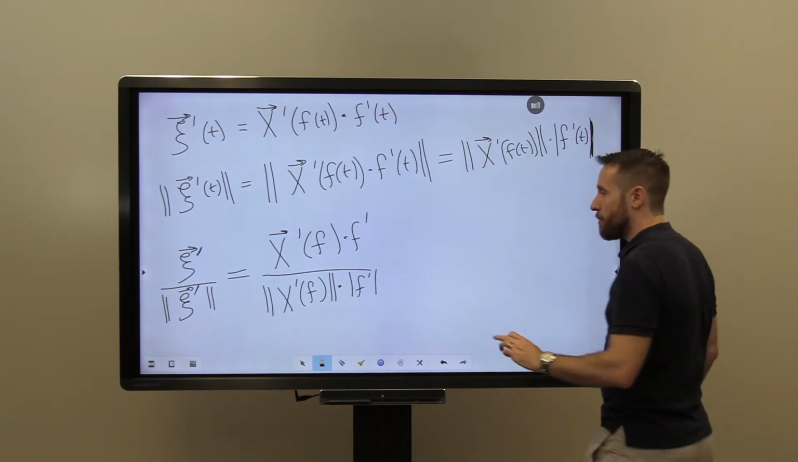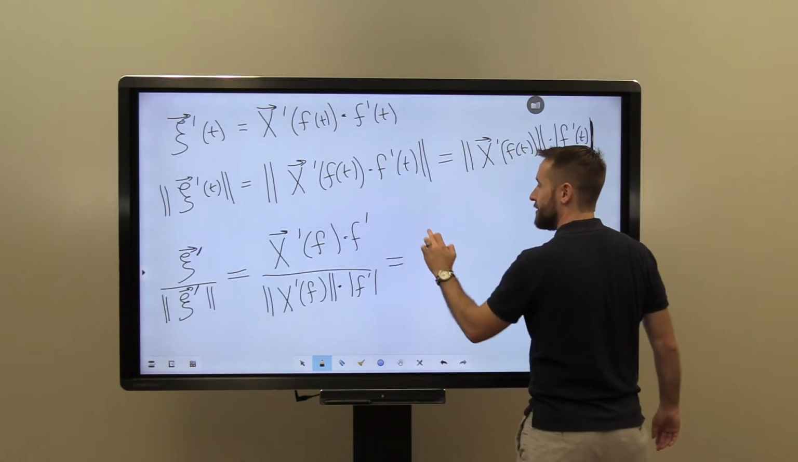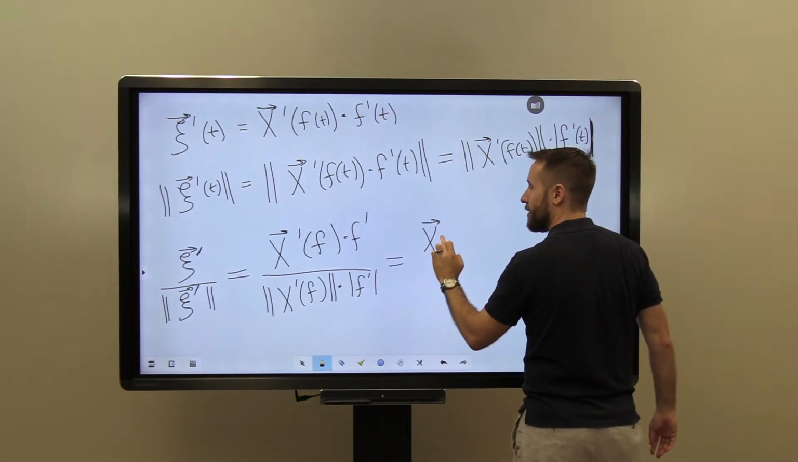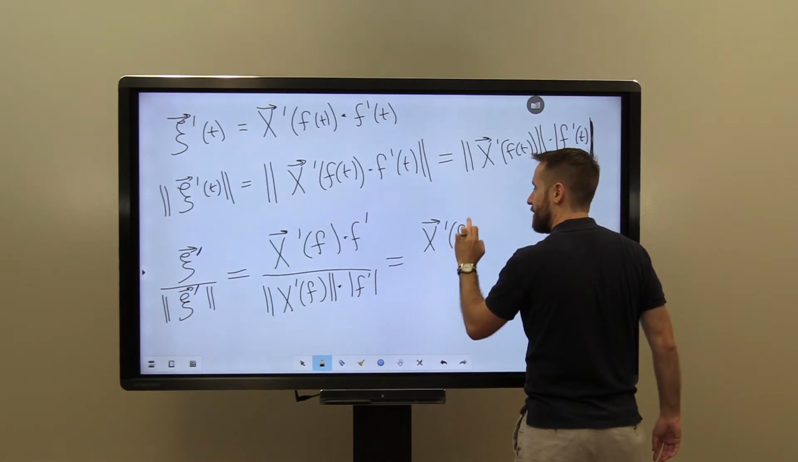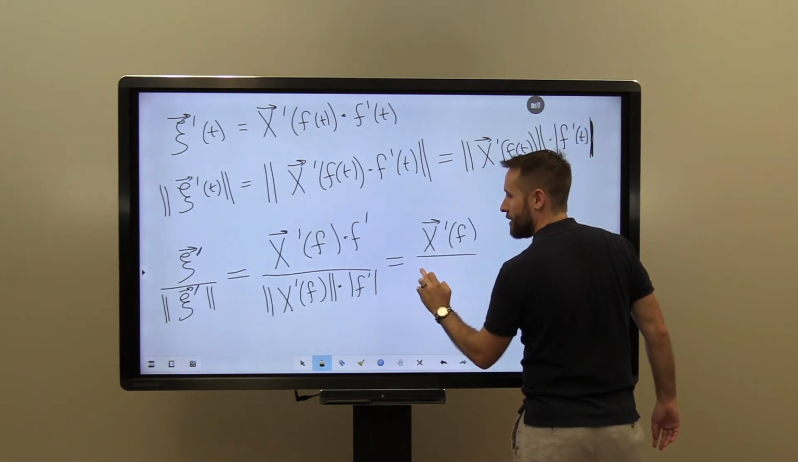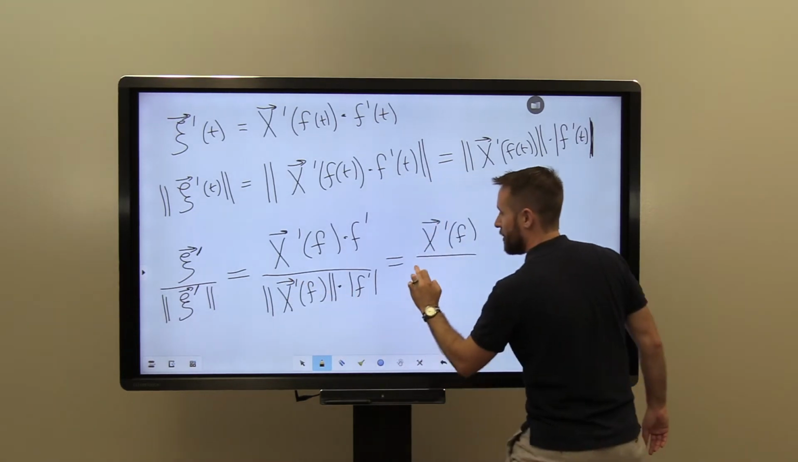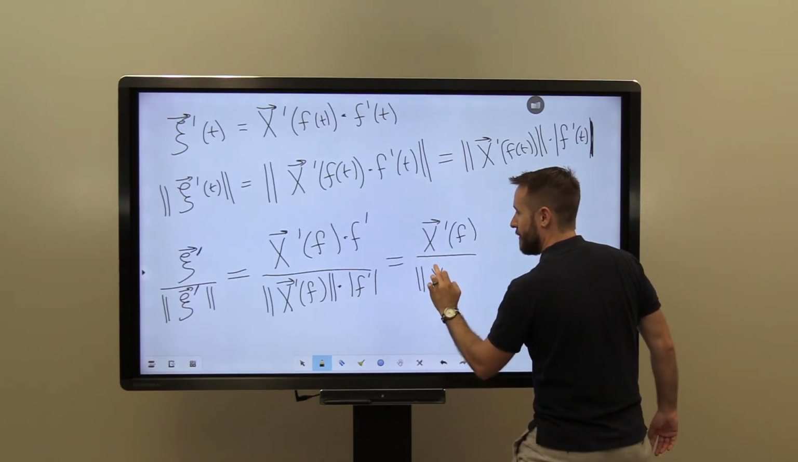And let me rewrite this by breaking it up into two fractions. So let me get over here on the left, we'll get x prime of f divided by the norm of x prime of f.